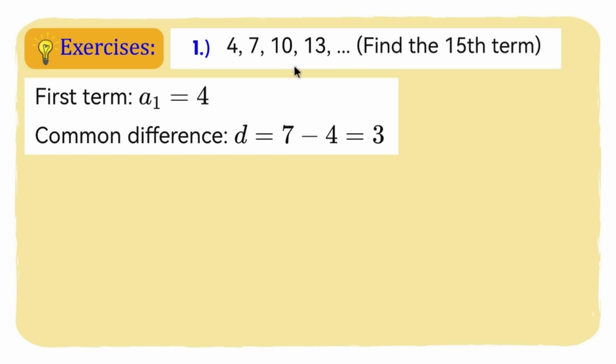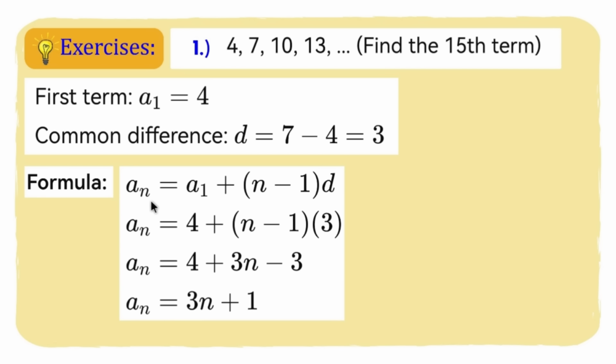And then 13 minus 10 is also 3. So our common difference is 3. Next one, the formula coming from our explicit formula: a sub n is equal to a sub 1 plus n minus 1 times d. Okay, we will have a sub 1 is 4 and our common difference is 3.